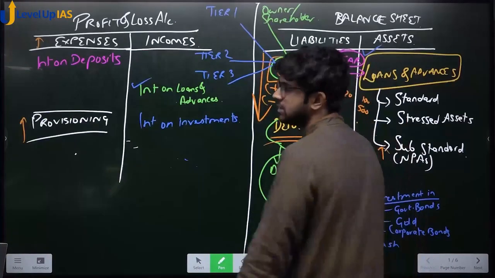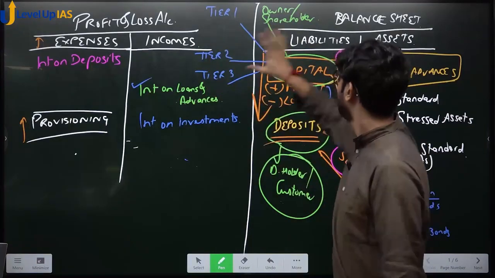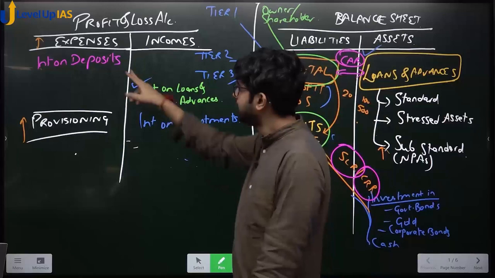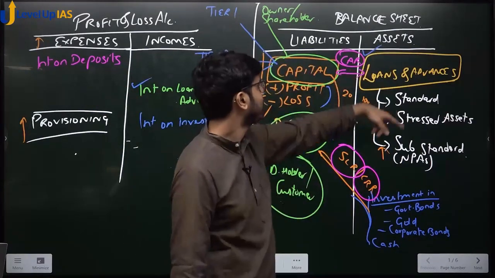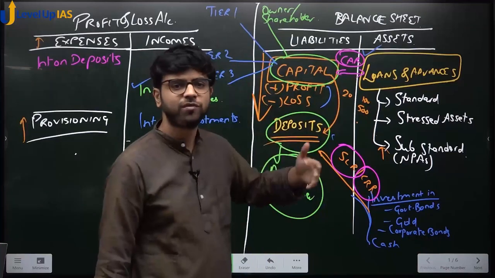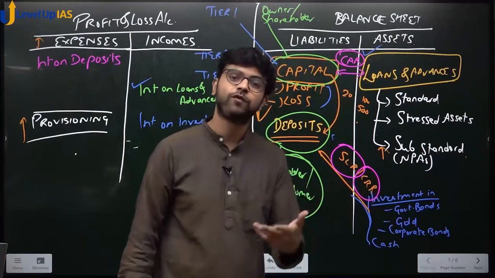We'll just revise this. There are two types of accounts which banks keep: profit and loss, and liabilities and assets. Expenses come here, incomes will come here. Assets would come here, liabilities would come here. What are the main assets of banks? Loans and advances. Now we also saw there are various qualities of loans and advances.